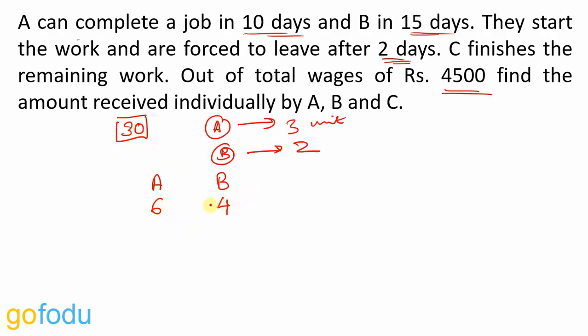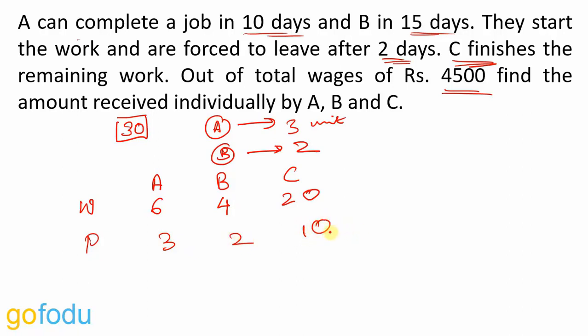Out of 30, 10 is finished. That means the remaining 20 units will be done by C. C finishes the remaining work. So C finishes the remaining 20 units of work. Okay, now that we have got their individual work, payment will be in the same proportion as work done. Okay, ratio of payment will also be 6 is to 4 is to 20, and if we reduce it further, this would be 3 is to 2 is to 10.